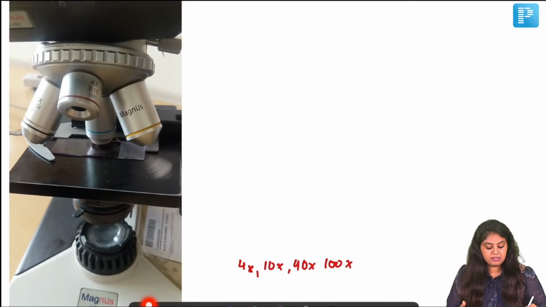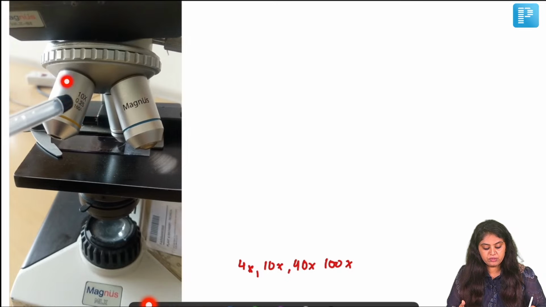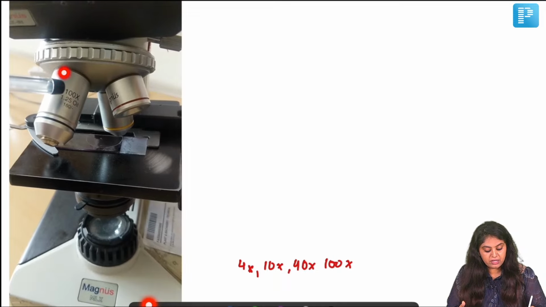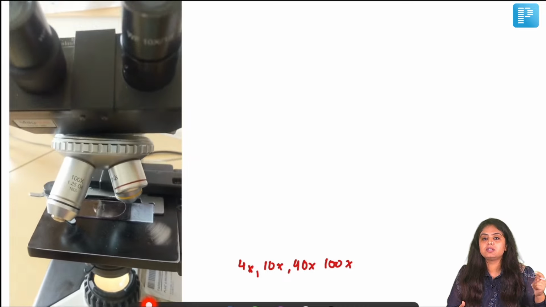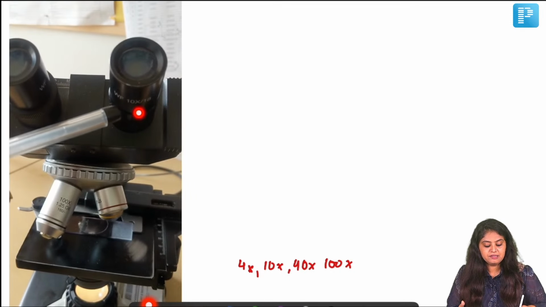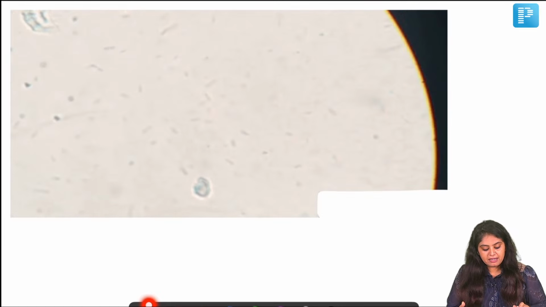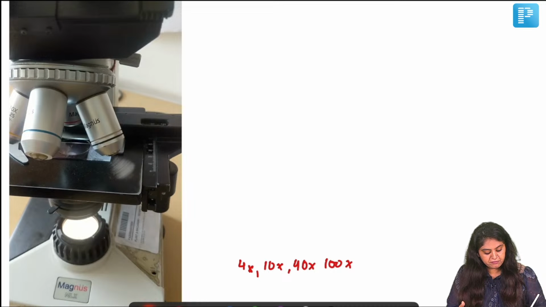Now I'm rotating. Can you see this is the 4x? Then I'll show you the 10x. Then I'll show you the 40x. And then I'll show you the 100x. These are the 4, 10, 40, 100. And finally, what is this? This is the eyepiece. What is the magnification of the eyepiece that you have? That magnification is going to be 4x.